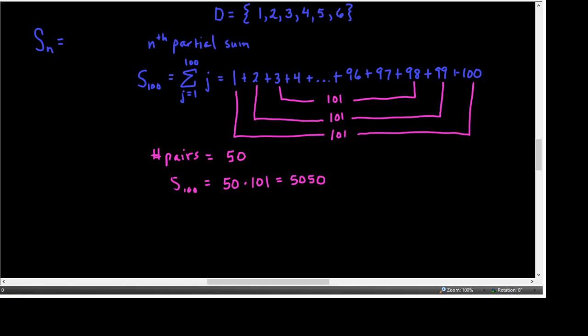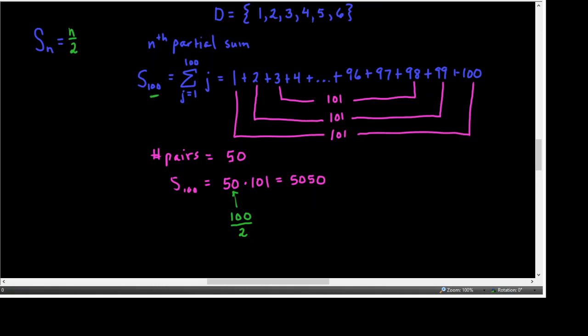Where did the 50 come from? Well, it was 100 things that were being added together, and we were pairing them up, so the 50 came from dividing the number of things in our list to add up by 2. And so up here formulaically, that's going to be n divided by 2. So this S sub 100 we're talking about here, that's what we divided by 2 to get the 50.